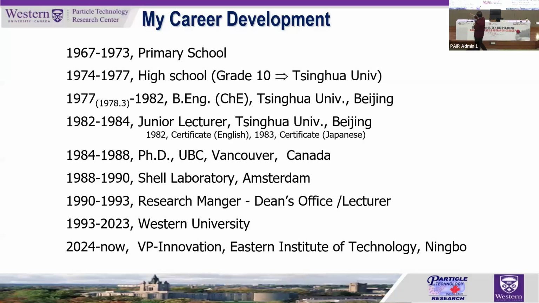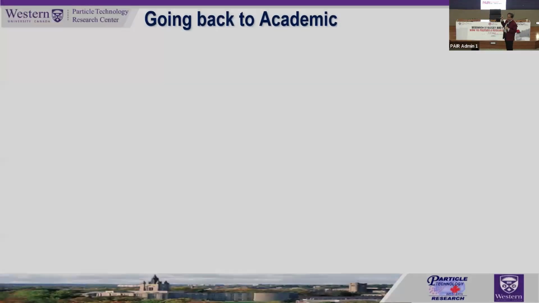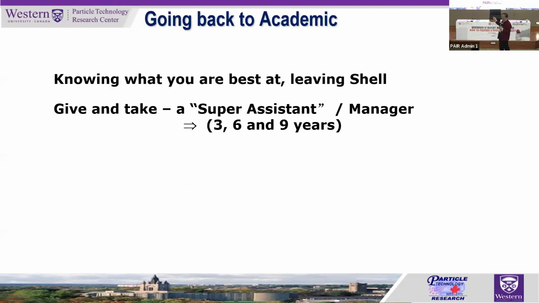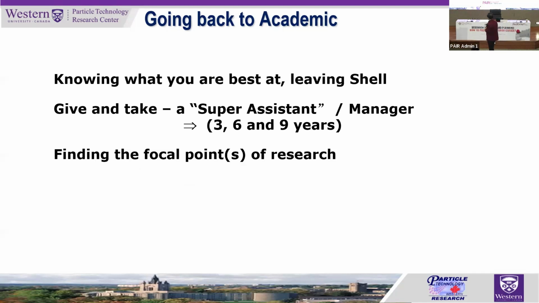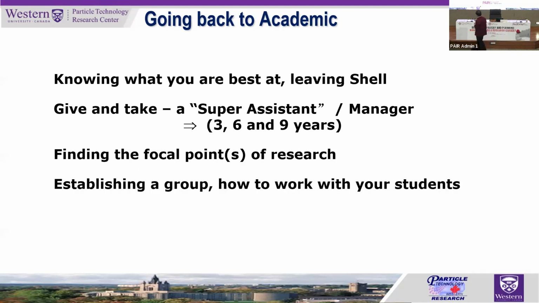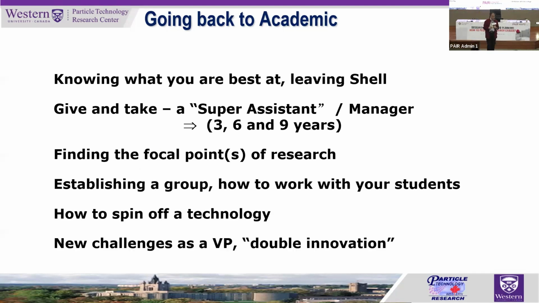At some moment, after my PhD, I went to work for Shell, and then I realized I wanted to go back to academia because I think I have more freedom. That's what I want to do. So 1990 is the mark point. I went back to academia. Knowing what you are best at, I left Shell because I think I have a way to communicate with students and pass on knowledge. So that's why I decided to go back to academia, accept a research group, and learn how to spin off technology.